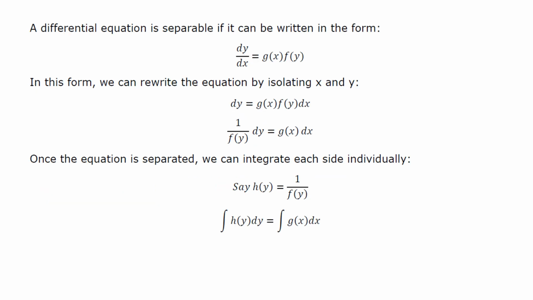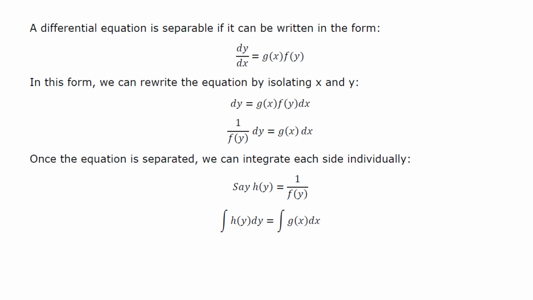The differential equation is separable if it can be written in the form dy/dx = g(x) f(y). In this form, we can rewrite the equation by isolating x and y. First we multiply both sides by dx to get dy = g(x) f(y) dx. Then we divide both sides by f(y) to get 1/f(y) dy = g(x) dx. Once the equation is separated, we can integrate each side individually.